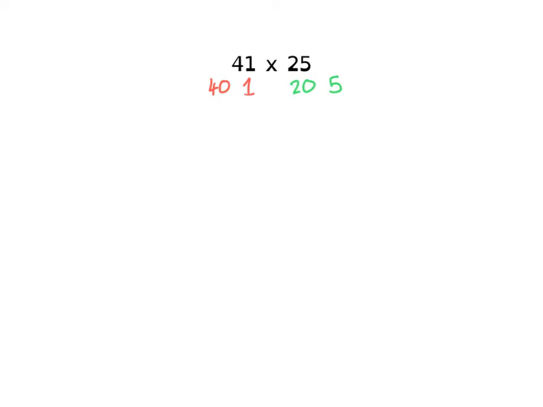We then need to set up our grid, so I'm going to go down and across to make up the parts of the grid. I'm going to put in my numbers. So 41 is going to go down this side, 40 and 1, and then 25 is going to go here, 20 and 5. A good tip for your exam is to use a lot of space doing this, so you've got a lot of space to work with.